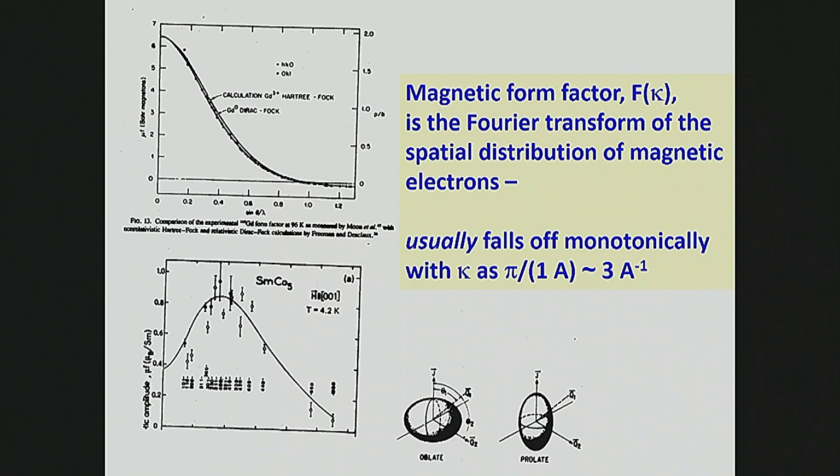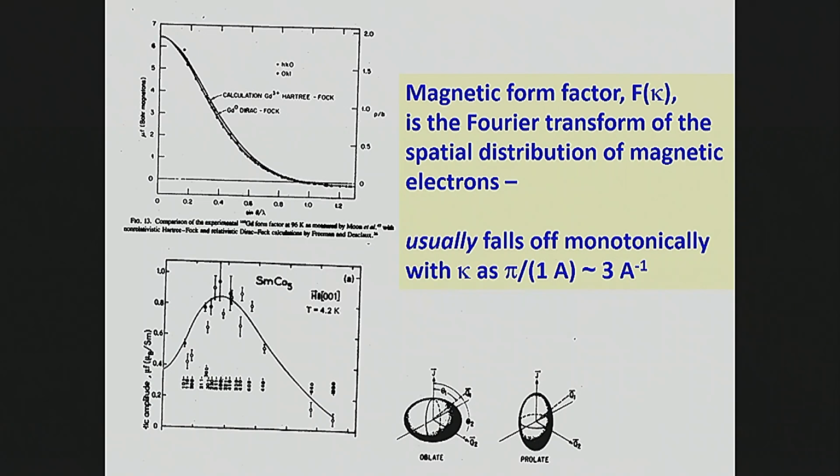Okay. So this is just showing how the form factor typically falls off. It's highest at small momentum transfer and it falls off at large momentum transfer. Okay. So because the d electron cloud, or the magnetic electron cloud, typically extends out about 1 angstrom, the range in momentum transfer that magnetic scattering falls out at is about pi divided by 1 angstrom.